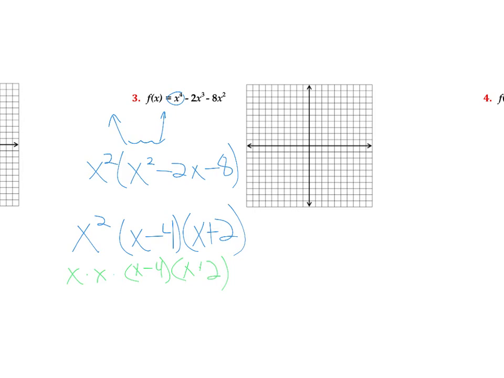But now what I can do is start compiling my zeros. I'm going to have an x-intercept at 0, and that came from this right here. But that's going to be a bounce point because it has a multiplicity of 2. I'm going to have an x-intercept at positive 4, and an x-intercept at negative 2. So 0, 4, and negative 2 are going to be my x-intercepts.